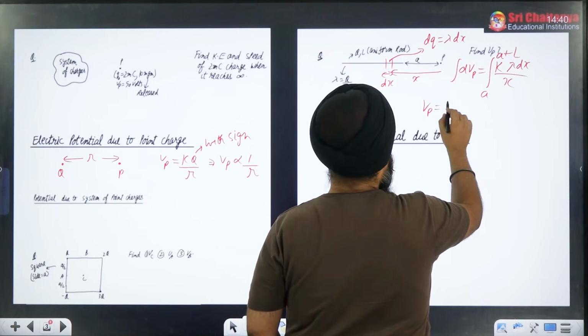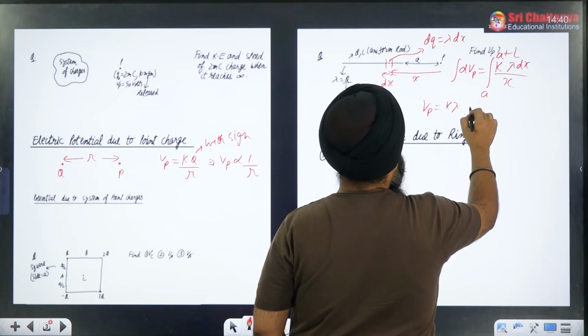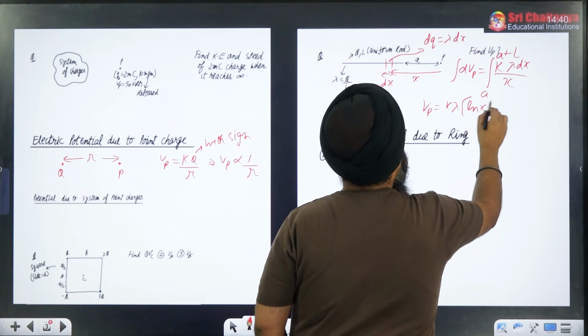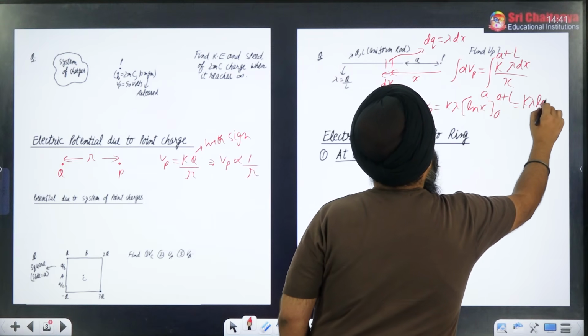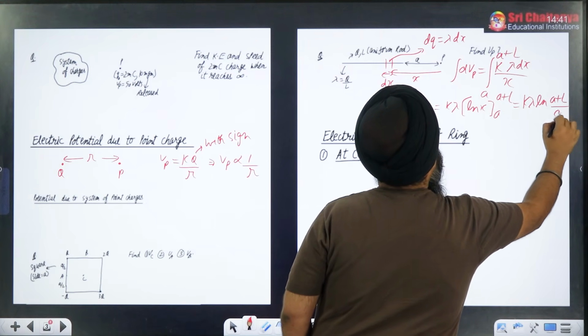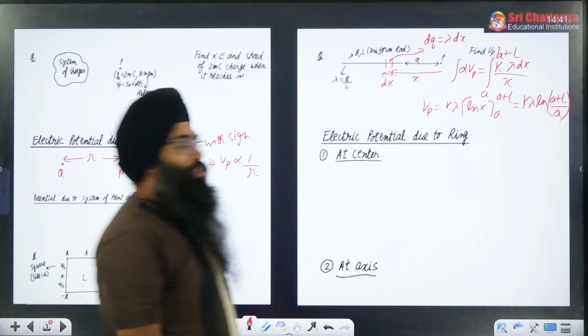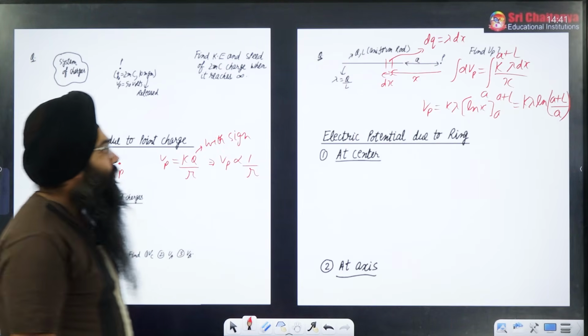It will be k lambda, integration of 1 by x will be ln x from a to a plus l. Please solve it. You will get it as k lambda into ln of (a plus l) divided by a. So this is how you can find the potential due to a system of charges also.